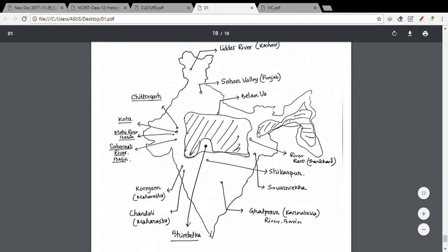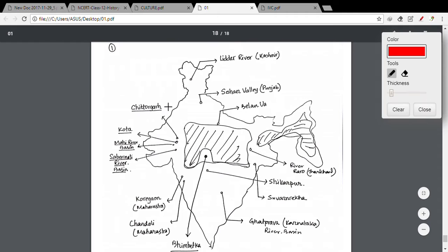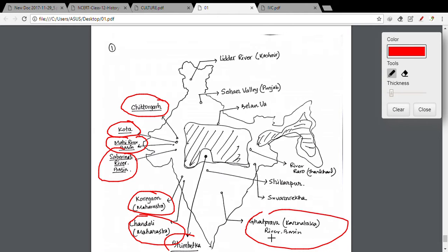This is a diagram which contains the Paleolithic sites in India. Some important sites are there. Just remember the names: Chittorgarh, Kota, Mahi River Basin, Sabarmati River Basin, Koregaon in Maharashtra, Chandoli in Maharashtra, Bhimbetka in Madhya Pradesh, Ghataprabha in Karnataka, Suvarnarekha in Odisha, Shikarpur in Maharashtra, River Rero in Jharkhand, and Sohan Valley in Punjab, which talked about the Soan culture just a little bit ago.